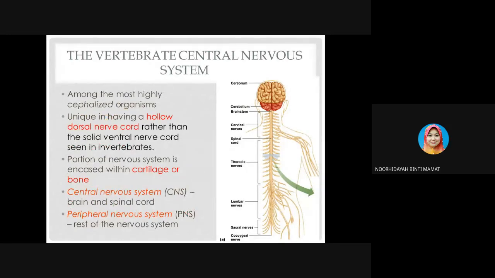So the vertebrate central nervous system (CNS). We are talking about the vertebrate CNS. Vertebrates are among the most highly cephalized organisms, and they have the unique hollow dorsal nerve cord. In vertebrates, a portion of the nervous system is encased within cartilage or bone, as you can see from this figure. The CNS is comprised of the brain and the spinal cord, while the peripheral nervous system contains the rest of the nervous system.